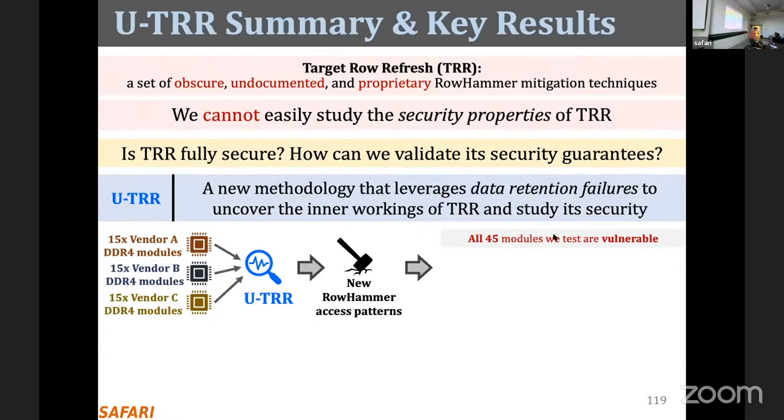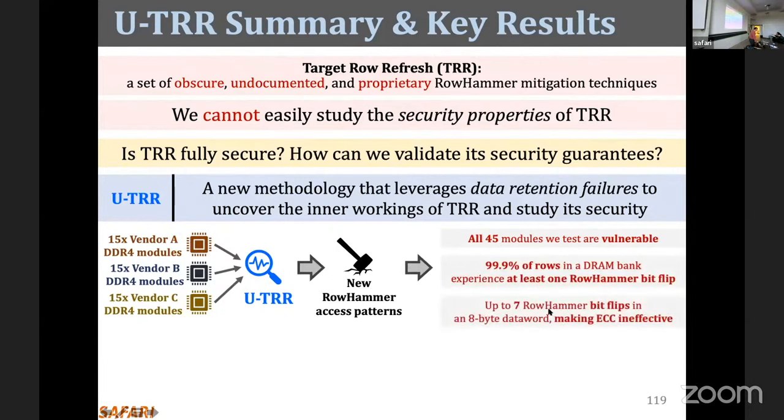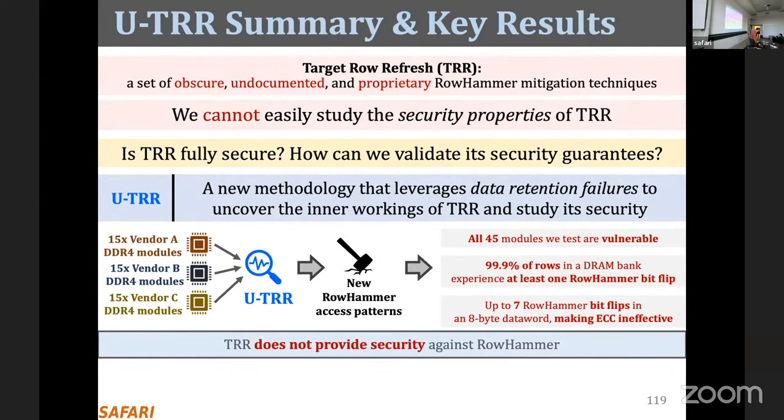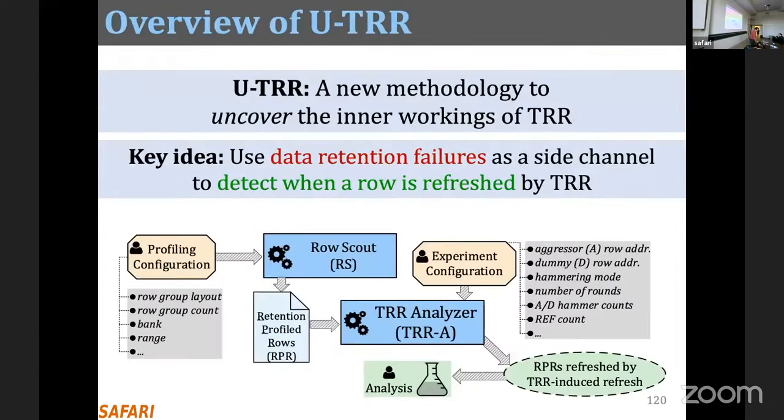Basically, all of the modules that we tested are vulnerable, and you get a lot of bit flips, as you can see. You get up to 7 RowHammer bit flips in one 8-bit data word. Essentially, ECC is ineffective in this case. To protect against this using ECC, you would need 7-bit error correcting codes, and that's expensive, as you can imagine. We've open sourced this also.